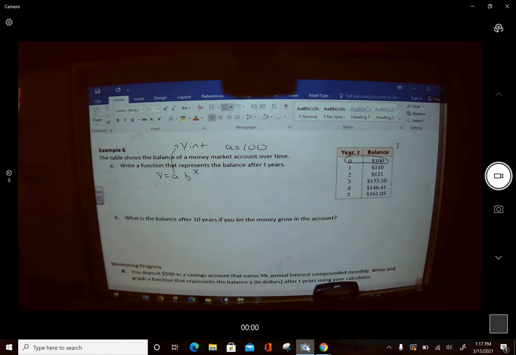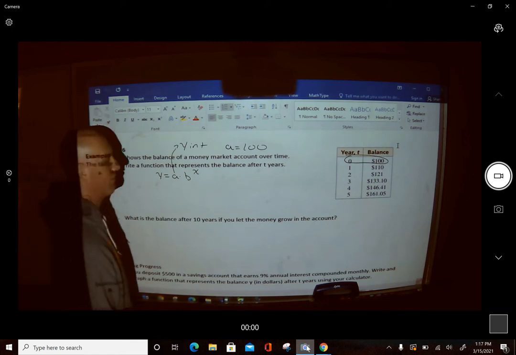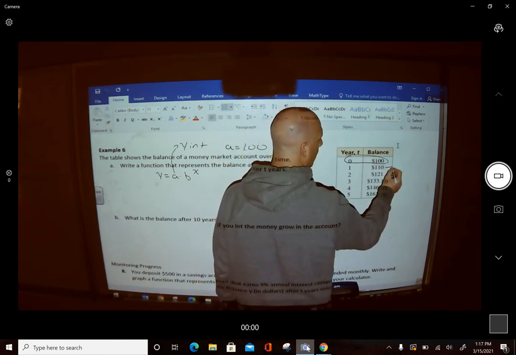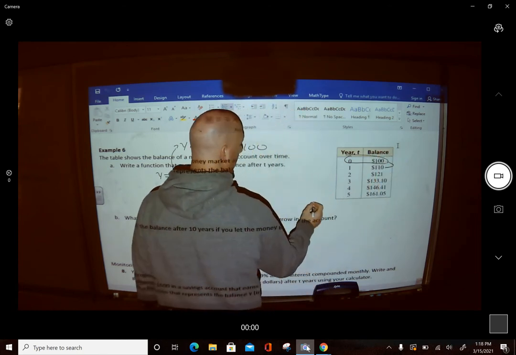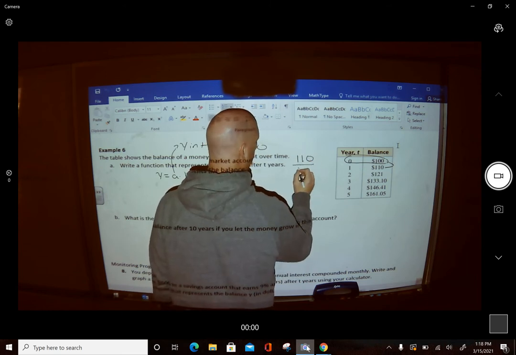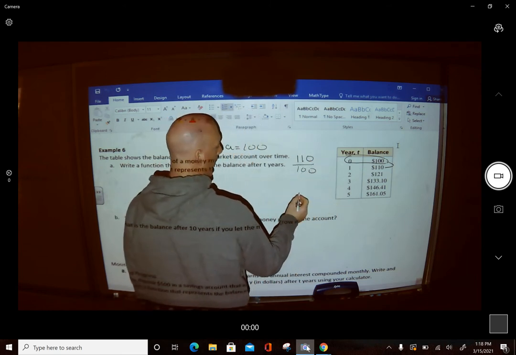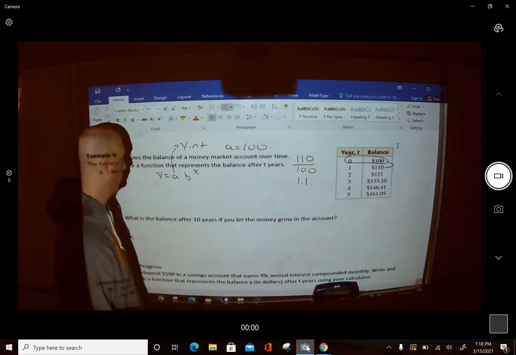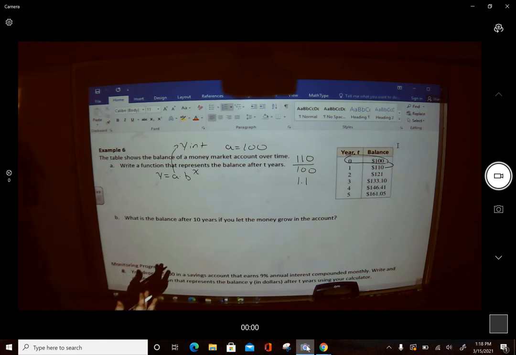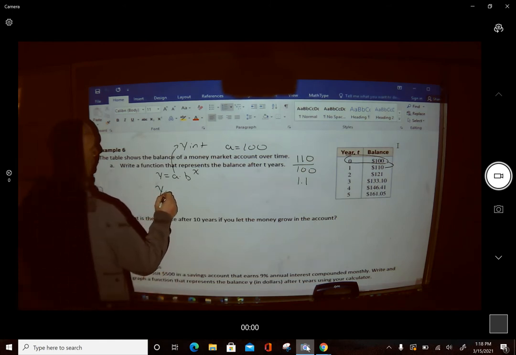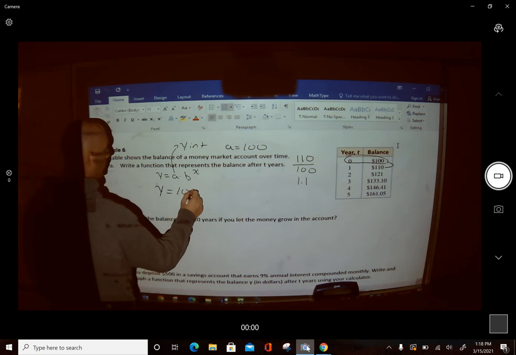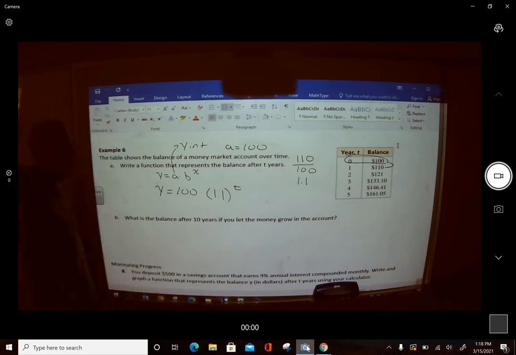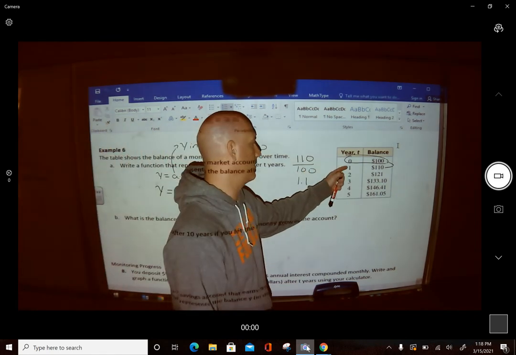Remember, you can always find your multiplier by dividing any y by the one before it. So you can pick any of these. I'm just going to pick the first two. So you would take 110 divided by 100. That ends up equaling 1.1. And you'll notice you divide any of these, you end up with 1.1. So now we can fill out our entire equation. Our final amount is what we started with times 1.1 to the t. In other words, your account is growing 10% every year.